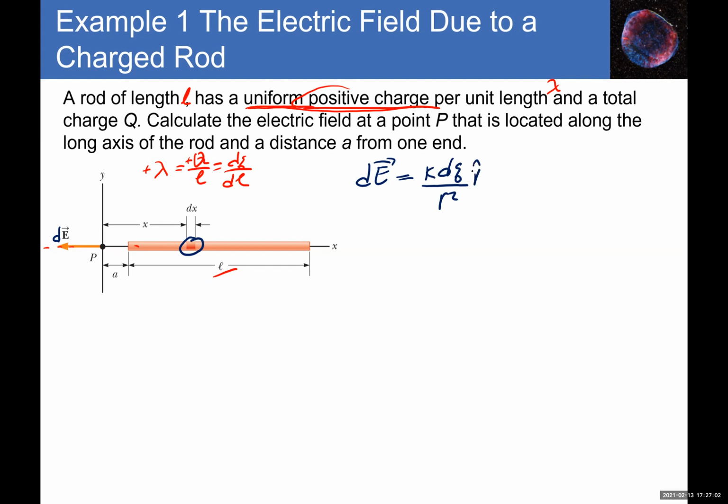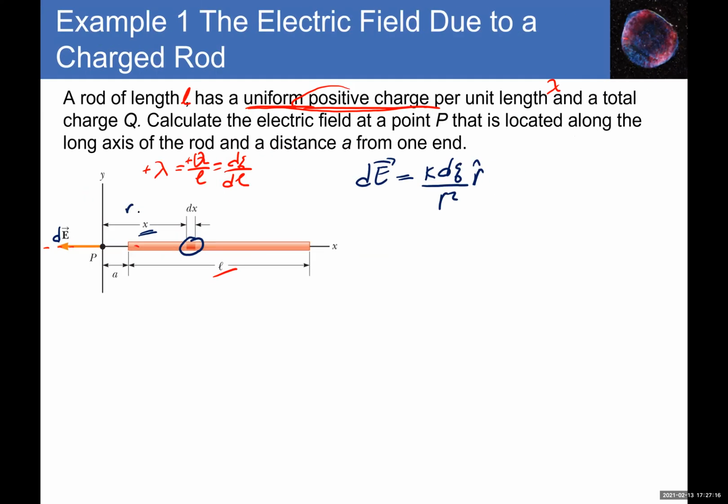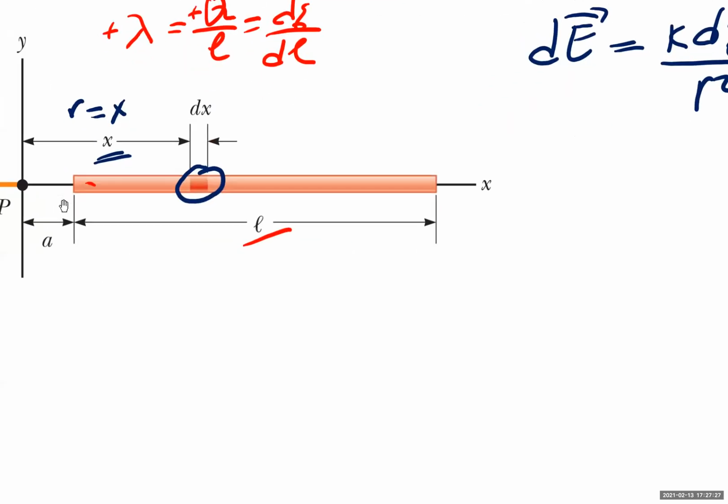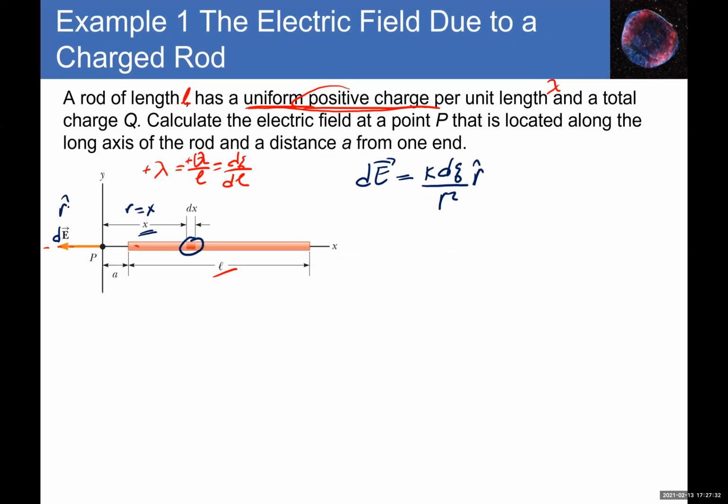Now, I can see that my small element has a distance x from that point P because it's on a horizontal axis. So in a way, I can say my r is equal to x. And I can see that my electric field is pointing to the left, so r hat is equal to negative i hat.